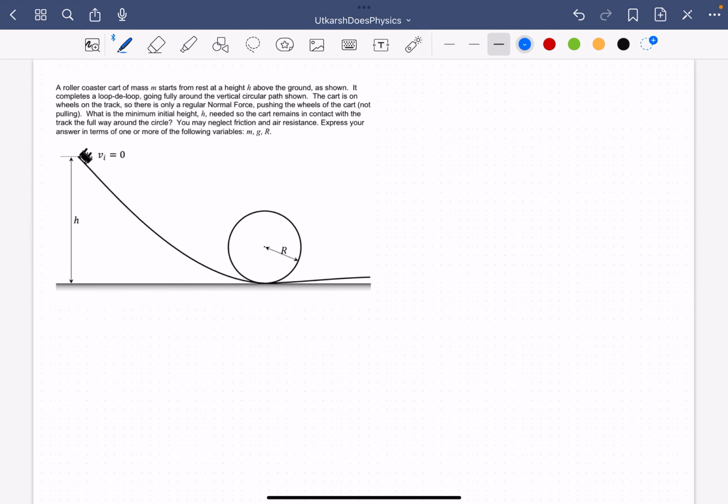Today we're going to solve a kinematics problem, and the concepts we're going to use are conservation of energy and circular motion.